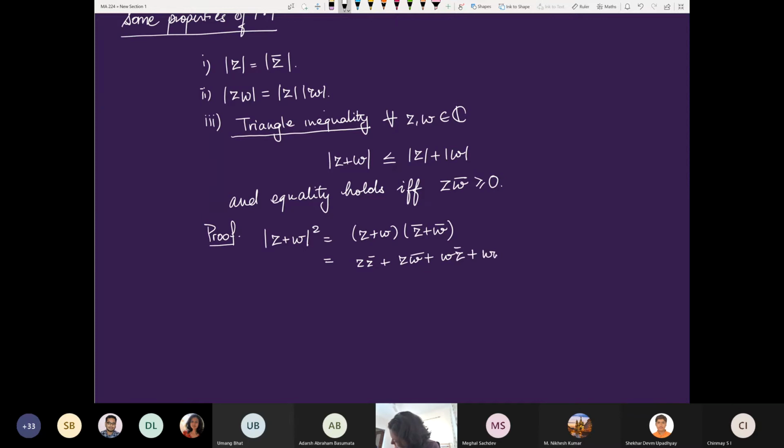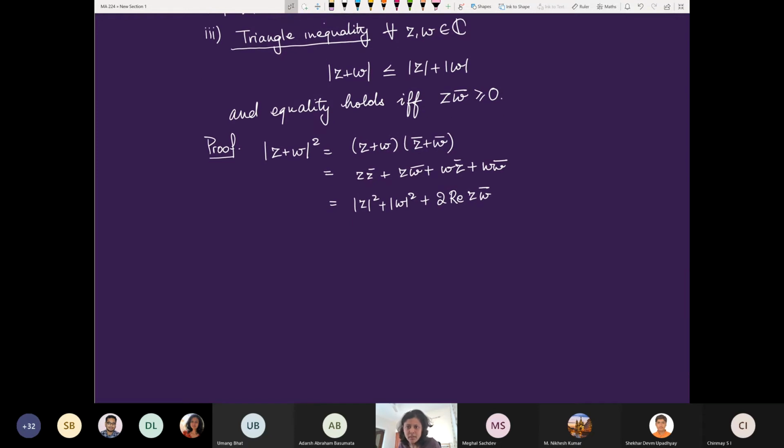You distribute over here, and you get absolute z squared plus absolute w squared plus 2 times the real part of z w conjugate. Now you use the fact, and this is something that you need to think about, but you can also visually see why this is the case, that the real part of any complex number is always less than or equal to the absolute value of that complex number.